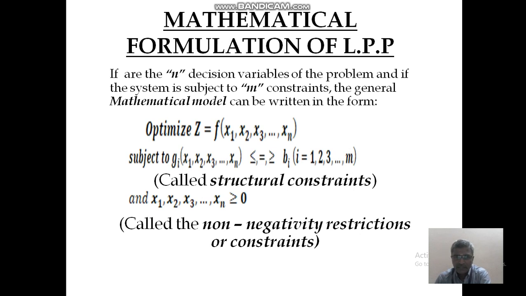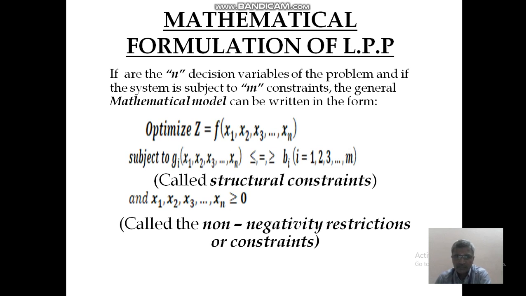Mathematical formulation of LPP, which we already discussed. If there are n decision variables in the problem and the system is subject to m constraints, the general mathematical model can be written in the form: optimize z, which may be maximize or minimize, f of x1, x2, x3 up to xn, subject to gi of x1, x2, x3 up to xn, less than or equal to, or greater than or equal to, bi, for i equal to 1, 2, 3 up to m, called structural constraints, and x1, x2, x3 up to xn greater than or equal to 0, called the non-negativity restrictions or constraints. So any type of LPP we can solve.